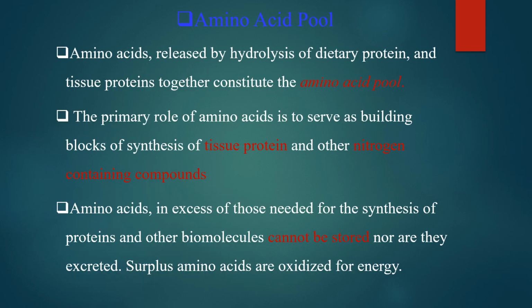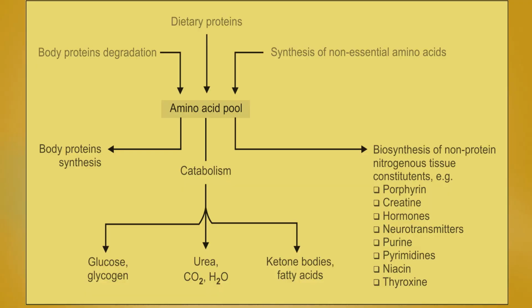Amino acids released by hydrolysis of dietary proteins and tissue proteins together constitute the amino acid pool. The primary role of amino acids is to serve as building blocks for synthesizing various proteins and nitrogenous compounds. Amino acids in excess of those needed for synthesis of protein and other biomolecules cannot be stored, nor are they excreted. The surplus amino acids are oxidized for energy purposes.